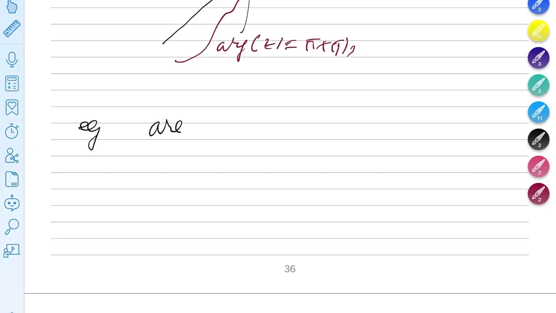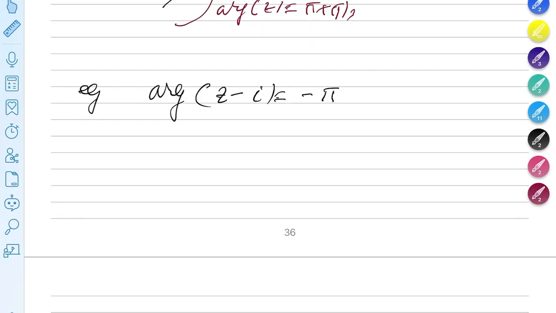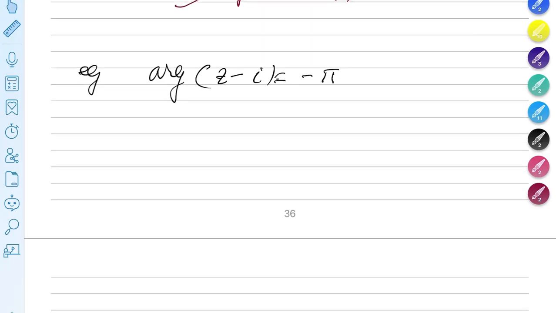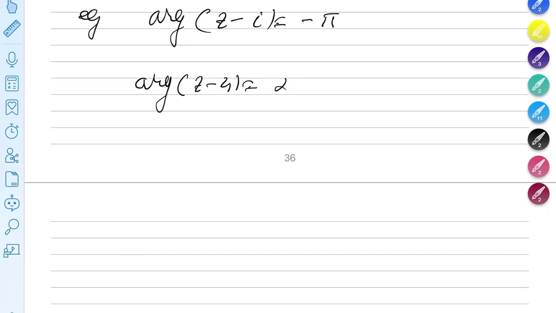Let's say, what is the argument of z minus i is equal to minus pi. Got it? See, if I have to tell what the argument of z minus z1 is equal to alpha means, it means somewhere is z and somewhere is z1. So what does z minus z1 represent? z minus z1 represents this complex number, or a vector.